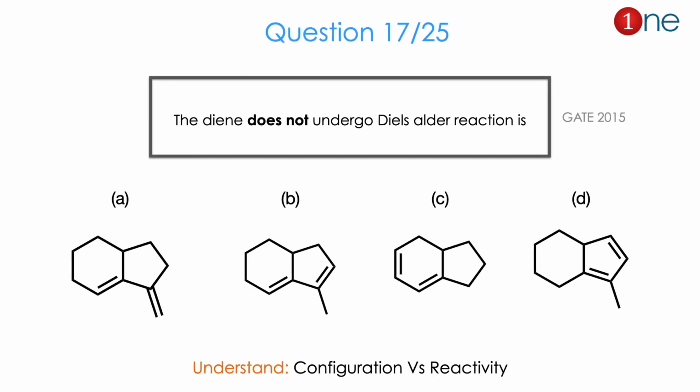Then the similar question: the dienes that cannot undergo Diels-Alder reaction. Again they give 4 dienes, with 5-member and 6-member rings. Double bonds are in conjugation, and can be exocyclic or endocyclic, on the 5-member and 6-member rings. So you have to find the different configuration and reactivity among them. The answer is B. Let us see how.